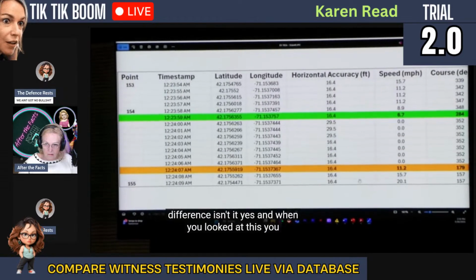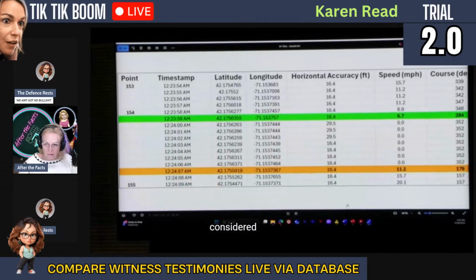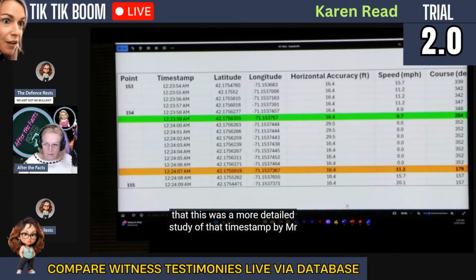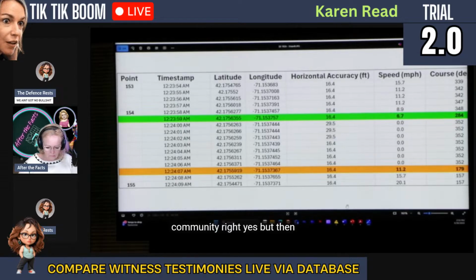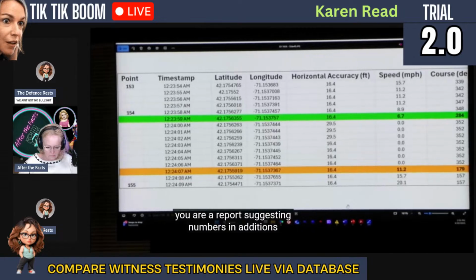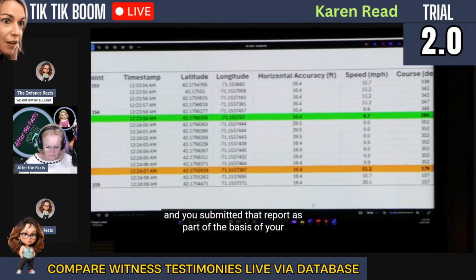Yes. And when you looked at this, you considered that this was a more detailed study of that timestamp by Mr. Burgess, right? Yes, that's correct. And do you know why he did a more detailed analysis of this? Because he was originally asked to. Well, you said that variances are generally accepted in the community, right? Yes. But then you wrote a report suggesting numbers and additions, and you submitted that report as part of the basis of your testimony, right?